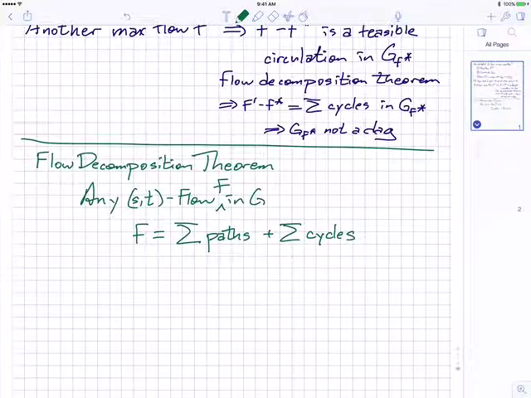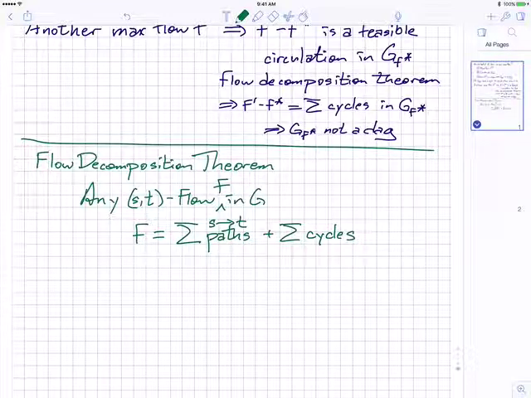When I say paths and cycles here, what I really mean is I want to interpret a path as a flow from S to T that has some weight, some constant, it's the same weight on every edge of the path, and 0 on every edge that's not on the path. So when I say path, I'm really equating a path with a special kind of flow.